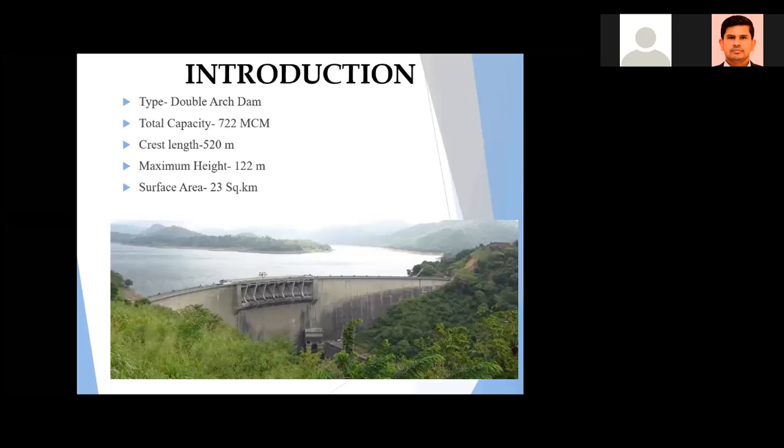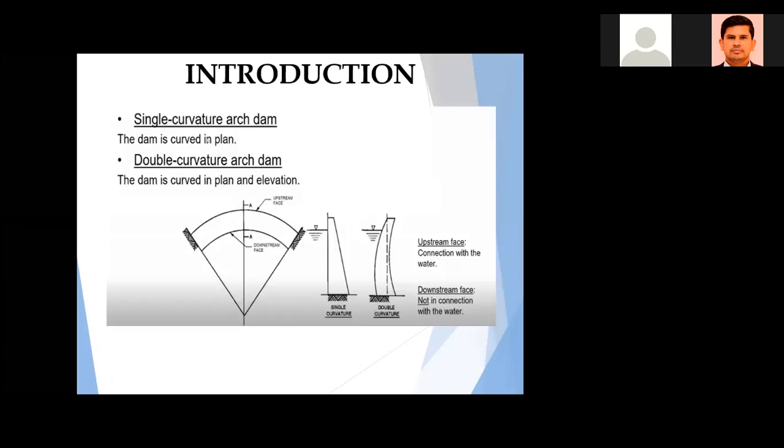So with that brief introduction, I will go through the specific details of the Victoria Dam. It's a double arch curvature dam. Total capacity is about 722 million cubic meters and the crest length about 520 meters. Maximum height is about 122 meters and surface area at the full supply level is 23 square kilometers. Then I will show you the difference between a single curvature arch dam and a double curvature arch dam. Victoria is a double curvature arch dam. The dam is curved in plan and in elevation. You can see here the difference between single curvature and double curvature arch dams.